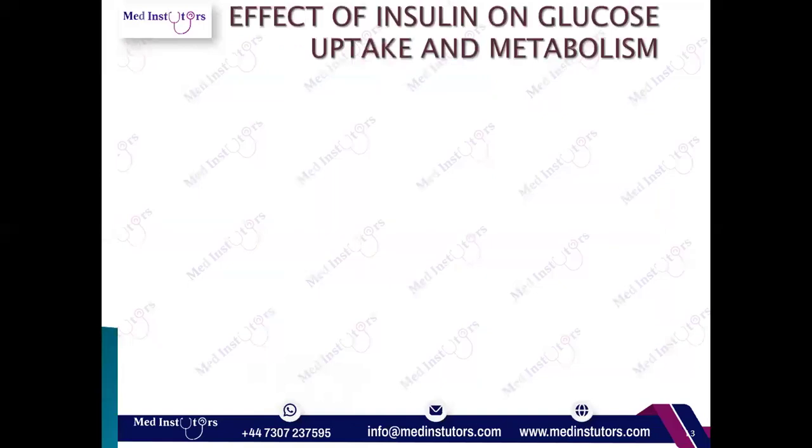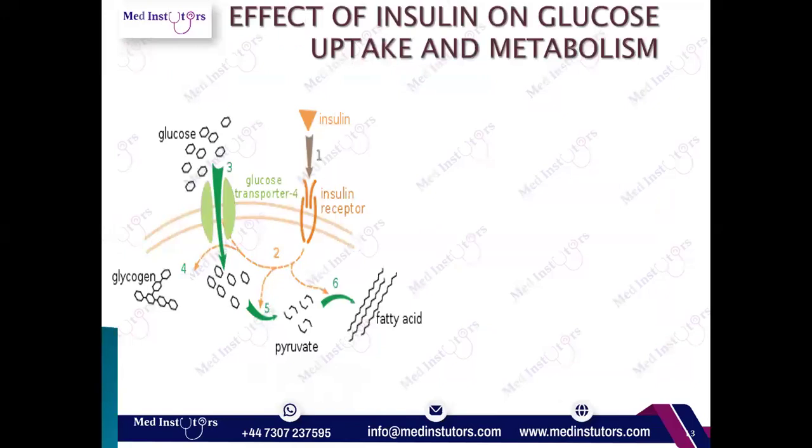Now, how does this insulin act? The effect of insulin on glucose uptake and metabolism: when insulin is released into the bloodstream, it reaches the target organs, especially the skeletal muscles, adipose tissue, etc. The cells of these organs have insulin receptors on them, and insulin will come and bind to these insulin receptors, resulting in a cascade of reactions.